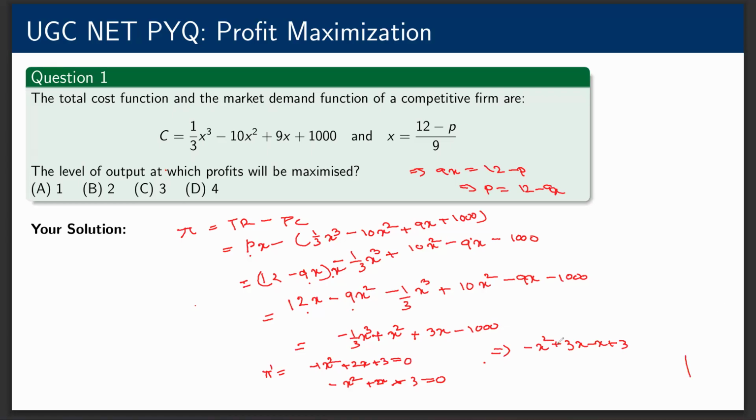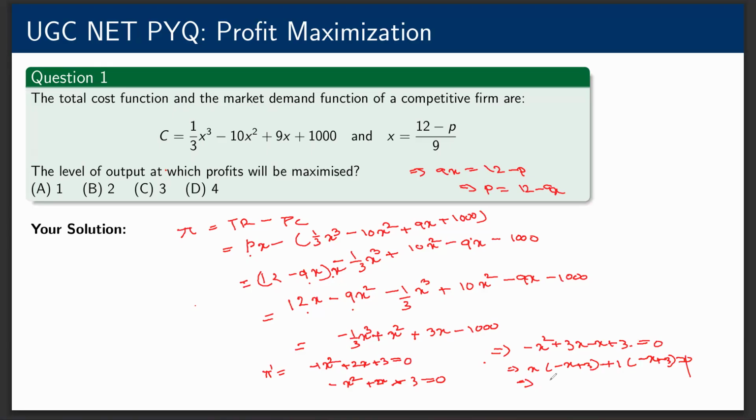So plus 3 is equal to 0. From the first two terms, take x as common, it will be minus x plus 3. From the second two terms, take plus 1 as common, it becomes minus x plus 3, that is equal to 0.